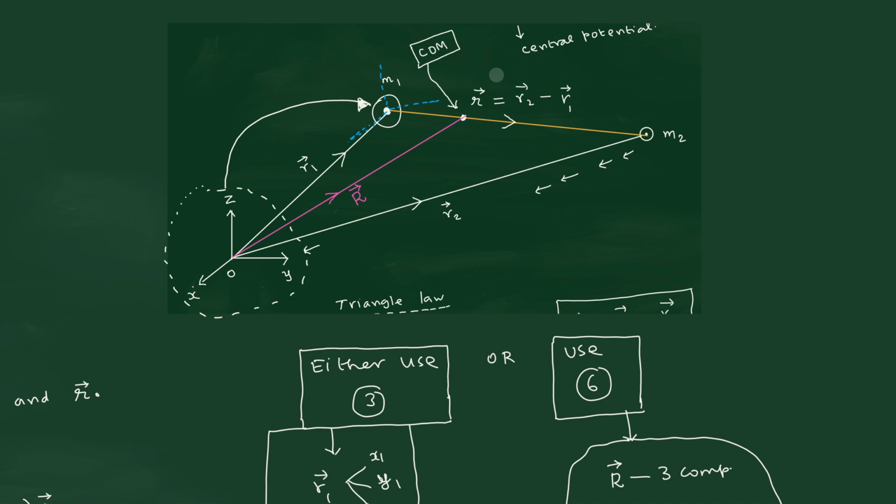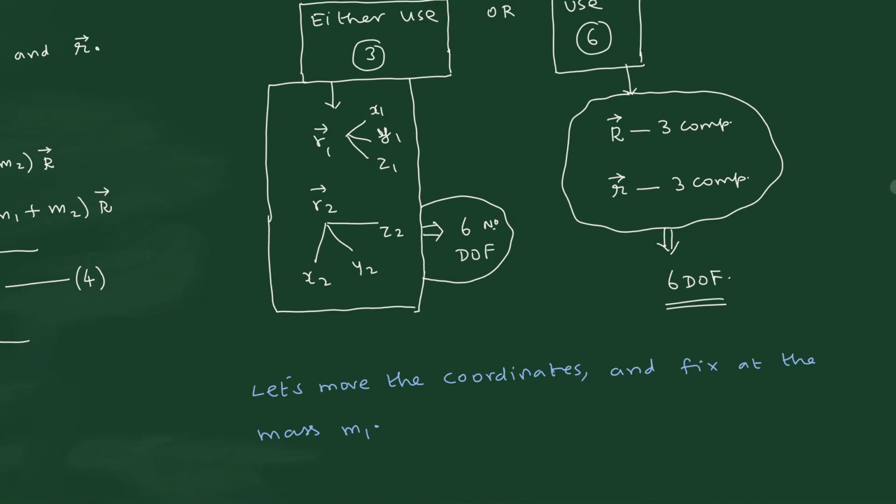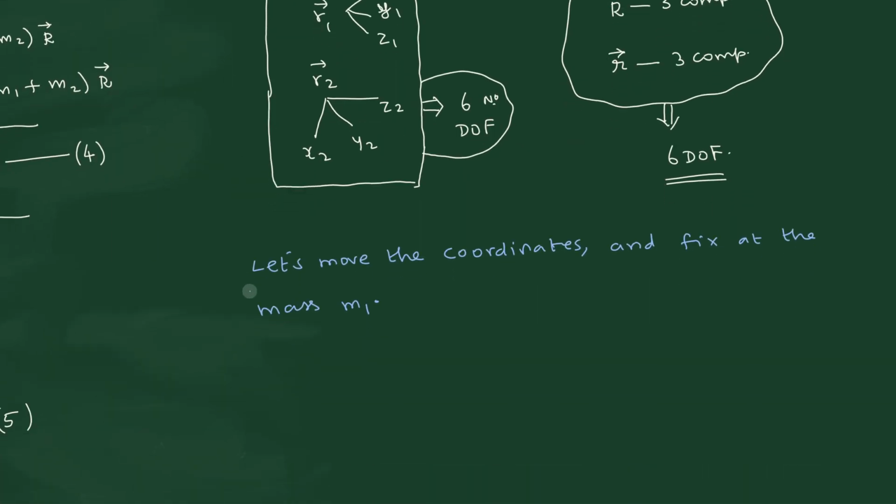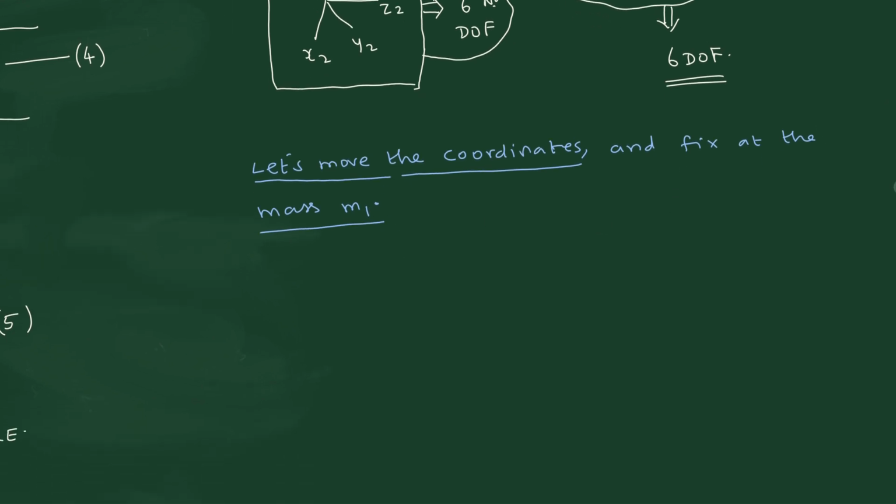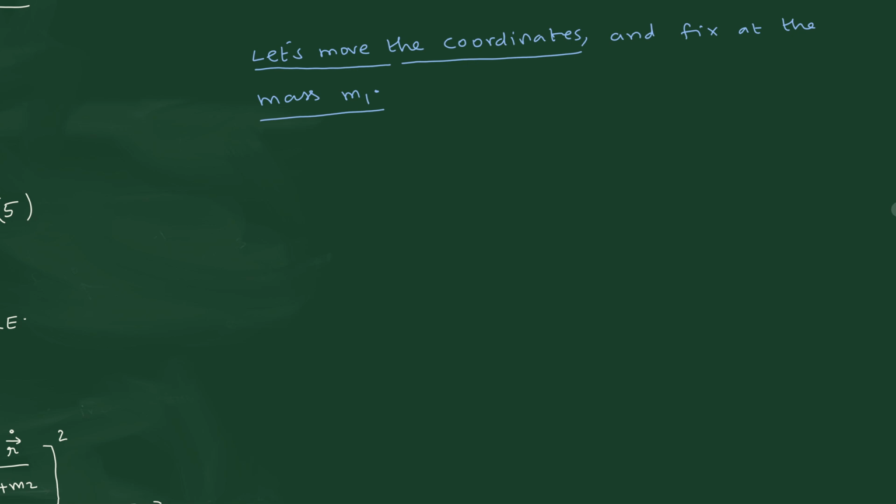Okay, so fine. Now the ideas are clear. So if you are going to move there, then what happens? Let us therefore move the coordinates. Moving means translating the coordinate, and then fixing the origin of the coordinate system such that it lies with M1. So if it is the case, how is it going to look? I'll draw a rough diagram. It may not be very neat, but at least you will be able to imagine what is happening.